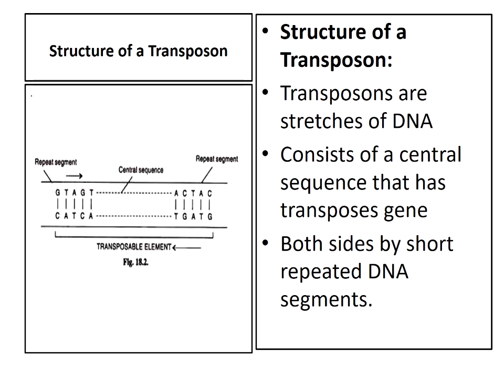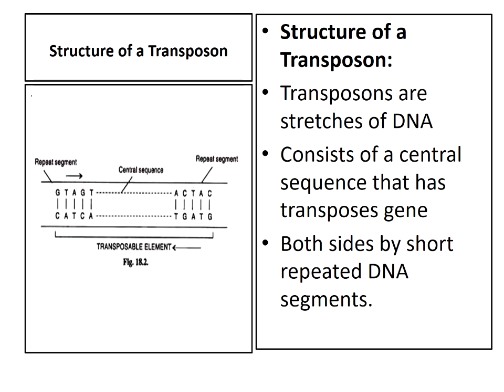Next is the structure of transposon. The transposons are stretches of DNA that have repeated DNA segments at either end. A transposon consists of a central sequence that has the transposase gene and additional genes.